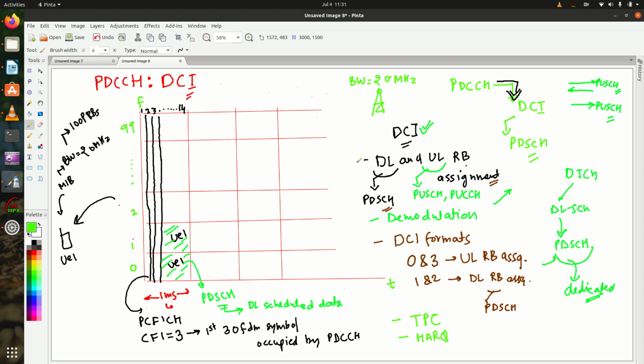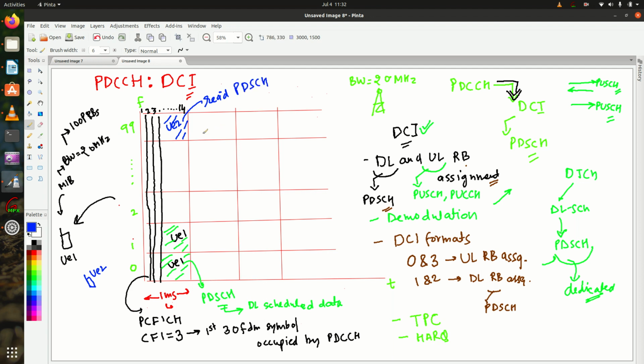So this is the story of one TTI. We have seen that in this TTI these PRBs are allocated to UE1. If some other UE is there, UE2 perhaps, this UE2 will decode the PDCCH after reading these three OFDM symbols. It might be possible that PRB 99 is allocated to UE2, and it will use its demodulation scheme and read its PDSCH. So this is the story of one TTI.